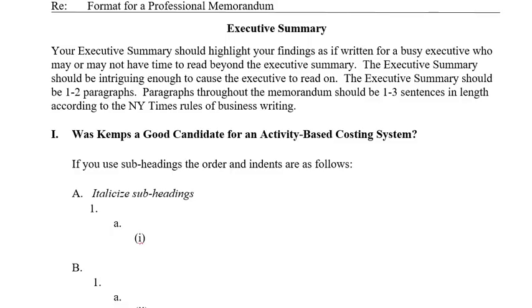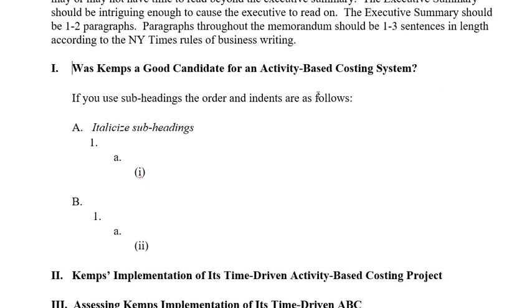Now notice how the headings are set up for the different sections. Section 1, we use a Roman numeral 1. Was Kemp's a good candidate for an activity-based costing system? Well, this is where you're going to dive into analysis. And as I will demonstrate later, you always want to have some kind of a paragraph in between a main heading and subheadings, because it's the paragraph that's going to introduce your analysis. It's going to be your lead-in to your subheadings.